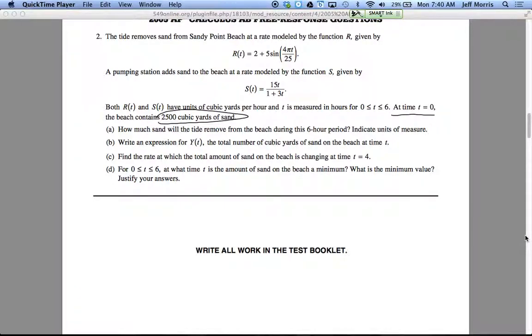Use the labels they have for setup. I believe part A is going to be about 2 to 3 points. And anyways, the tide removes sand with the R of t function. The tide, and this would happen.